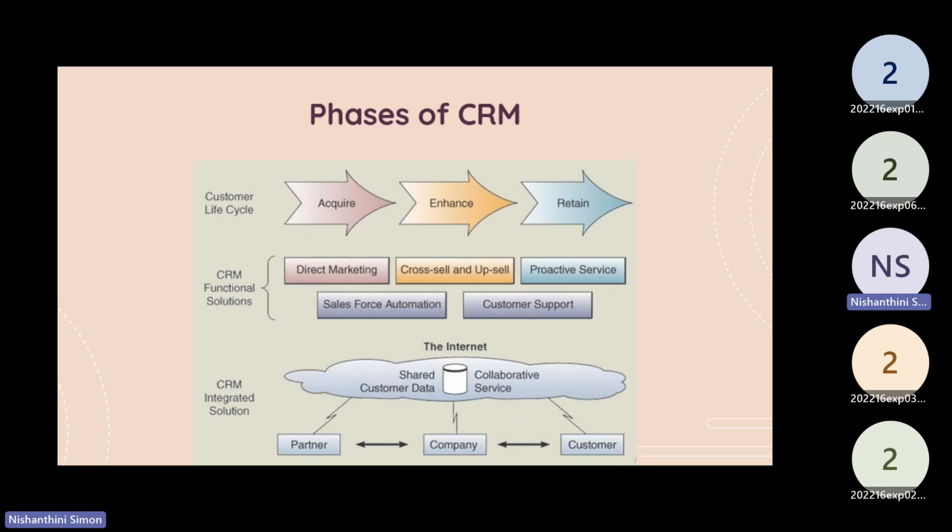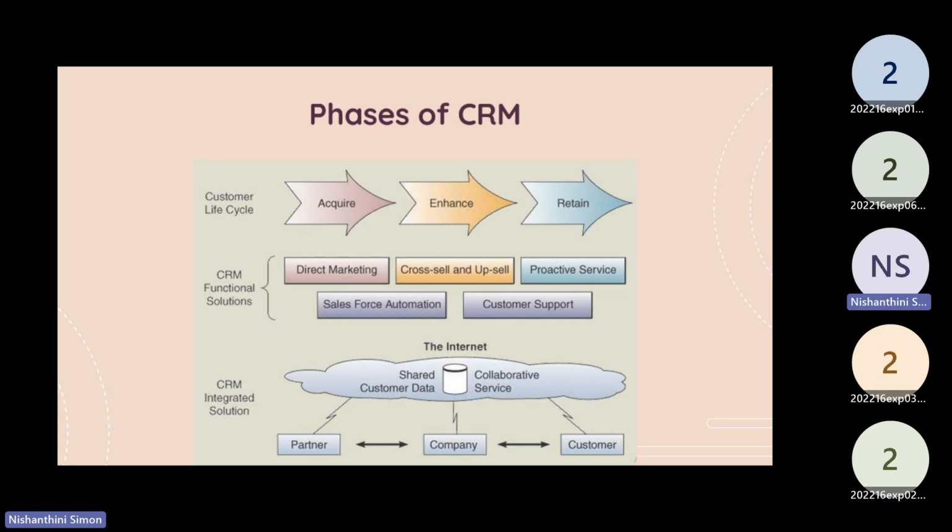So in order to do that, from the CRM side, different processes are happening. In order to acquire the customers, we can do direct marketing, or exactly targeted marketing. And in order to enhance them, we are using cross-sell and upsell. So we try to enhance the customers' purchasing, or the profit from them.